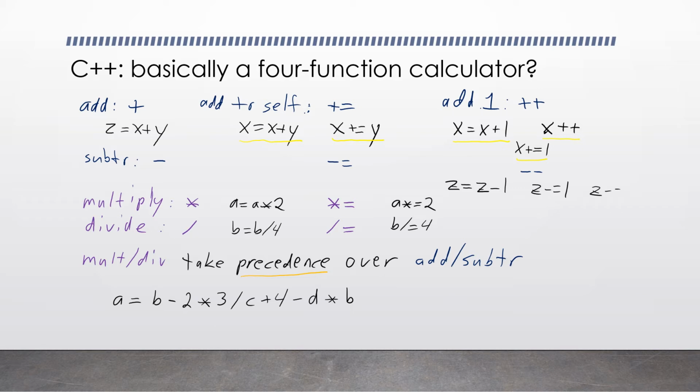When we did this, we have to write in explicit parentheses to tell the computer exactly what we wanted. We wanted to subtract 2 first and then multiply 3. We wanted to divide the whole thing by C plus 4. We wanted to subtract D, and then we wanted to multiply the whole thing by B. Okay, so adding in parentheses is very important.